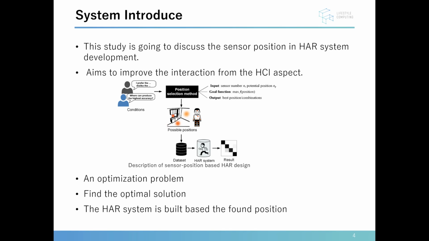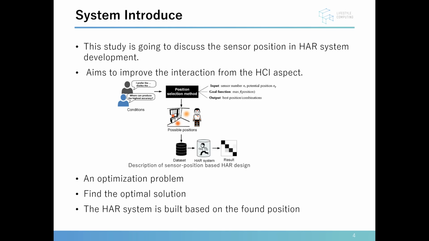Our study used a position selection method to generate the possible positions and the dataset to train the HAR system and finally recognize the human activity. The problem can be abstracted into an optimization problem. The goal is to find the optimal solution.